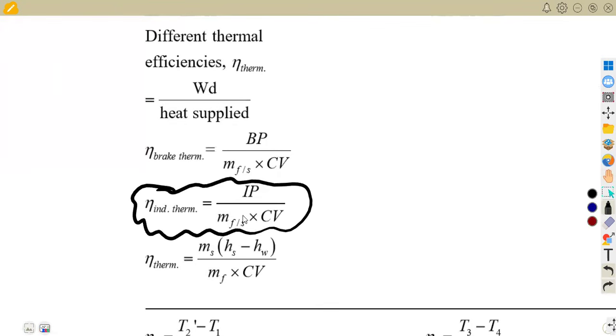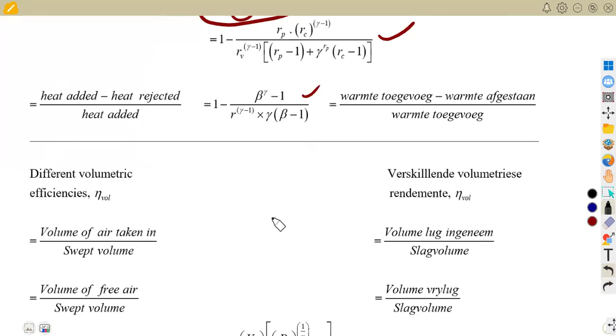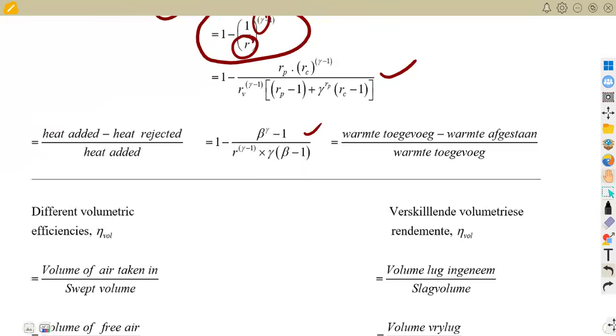Yes, the mass of fuel per second we can have, because we've got the mass of fuel per hour. We can have the mass of fuel per second. But the indicated power we do not have. The calorific value, we have this. So this was going to limit us on this formula. That's why we say we're not using this formula. We are using this one that we have from the efficiency ratio.